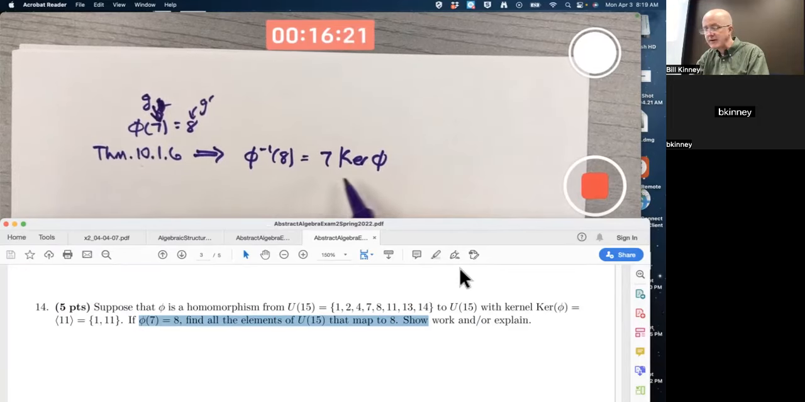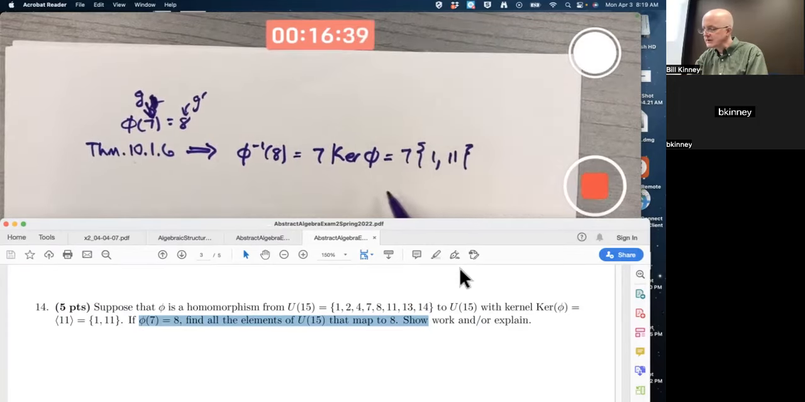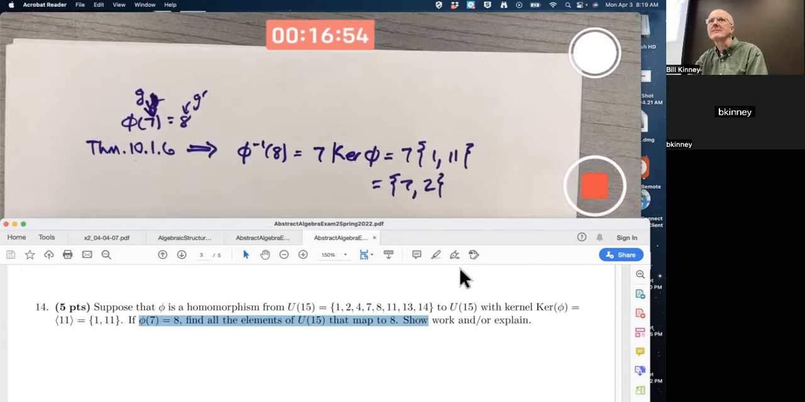The preimage of 8, everything that is in the domain, which, by the way, the domain and codomain are both the same here. They're both U15. Everything in the domain that gets mapped to 8 is this coset. Since you're told the kernel is 1, 11, you have to compute this coset. 7 times 1 is 7. 7 times 11 is 77, but mod 15, what would that be? 2? Right? 77 mod 15 would be 2. There's the answer. 7 and 2 are the elements that map to 8.